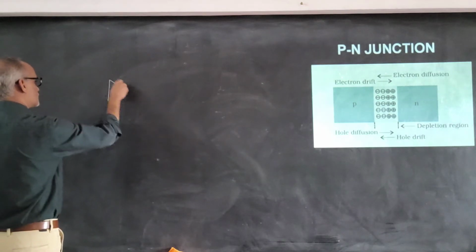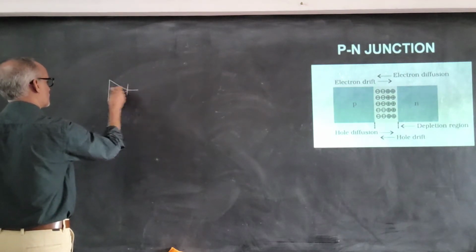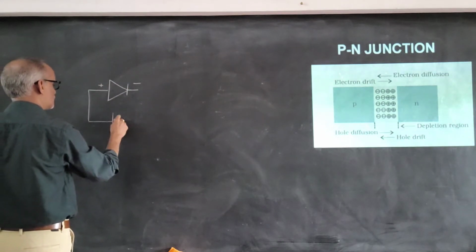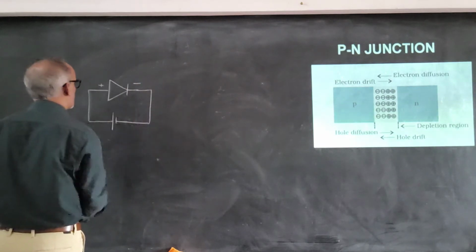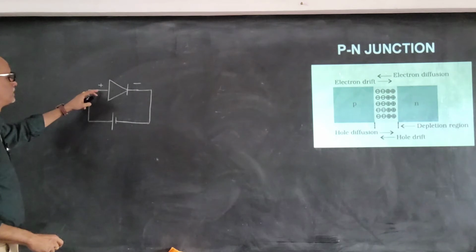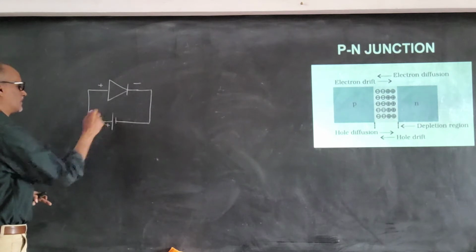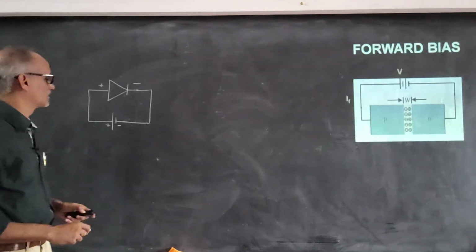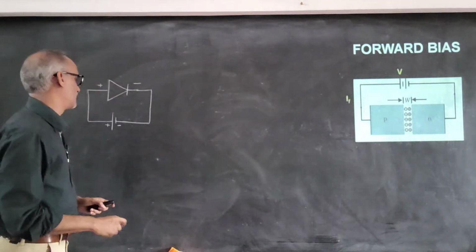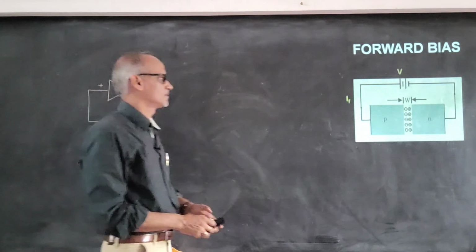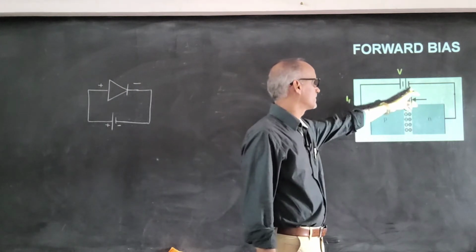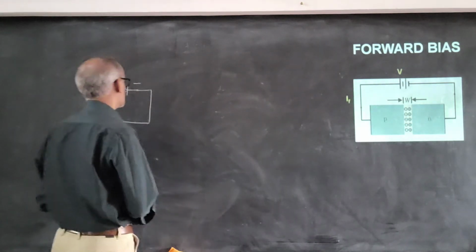If I consider a PN junction diode, this is positive and this is negative, and I connect this to a battery so that the P side, the positive end of the diode, is connected to the positive terminal of the battery, and the negative end is connected to the negative terminal of the battery. This kind of connection is called the forward bias. So in forward bias, the positive terminal of the battery is connected to the P region and the negative terminal of the battery is connected to the N region.